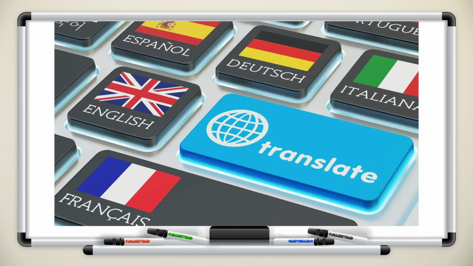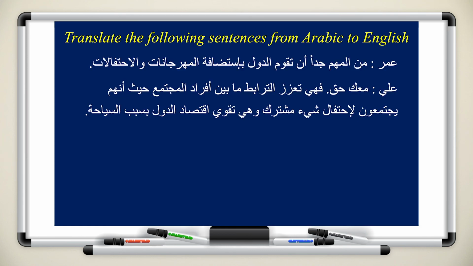Now, this is our last part in this episode. Translation. Now, translate the following sentences from Arabic to English. Now, I repeat, as I said before, when you translate, translate the meaning of the sentence. Don't translate word by word. Even the names. For example, here, Omar and Ali. You have also to translate these names in English.